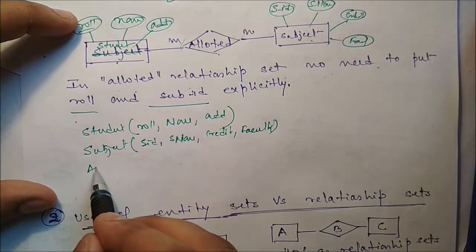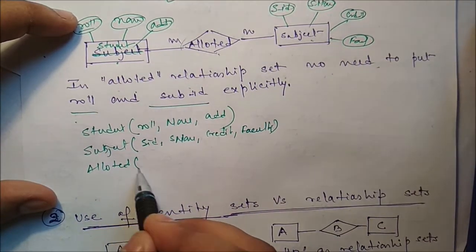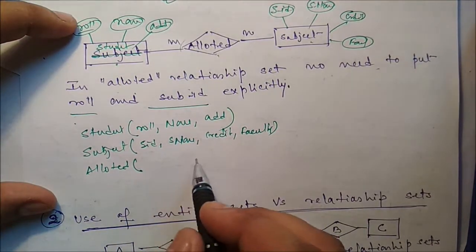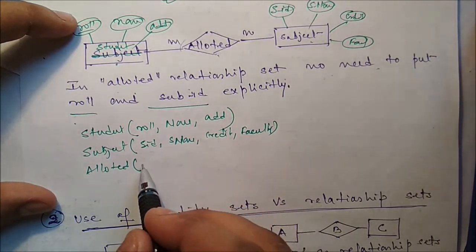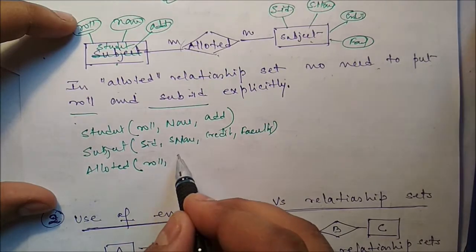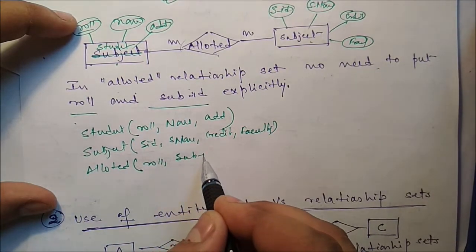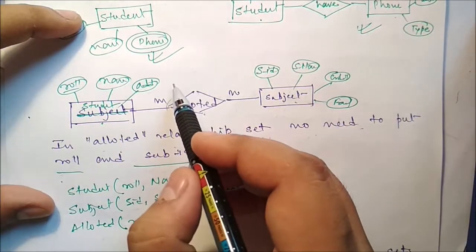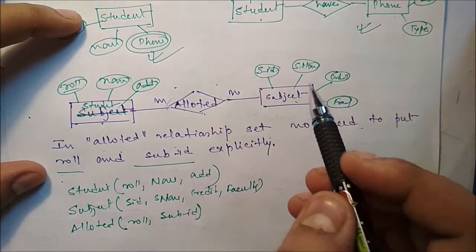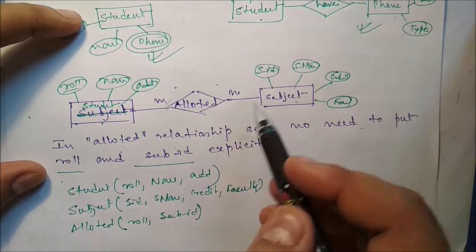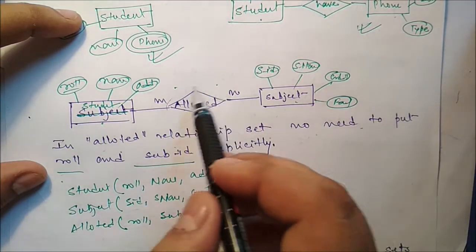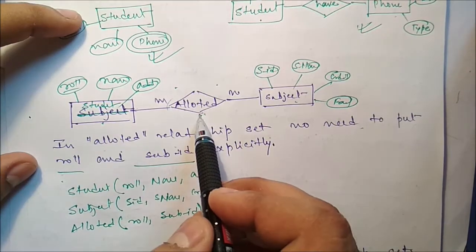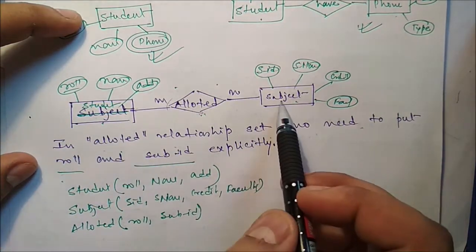And what about the allotted? So here the attributes should be what? It should be the roll number and the subject ID. This should be the attributes, but here it is not required to mention roll number and the subject ID, because it is implicit. It is understood that to form a relationship table we have to take the primary key from both the entity sets.